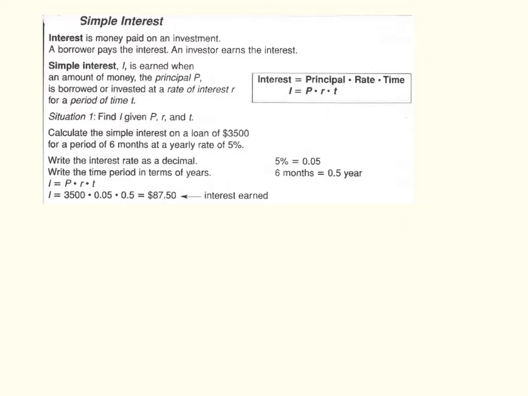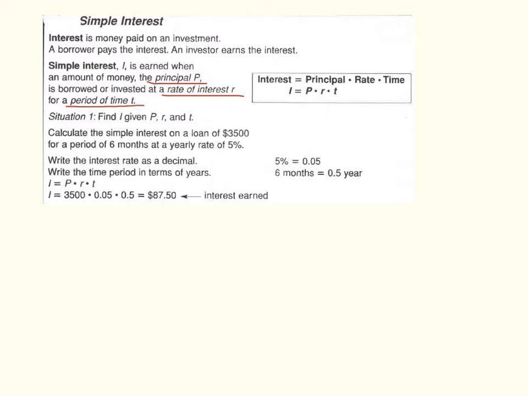Simple interest is earned when an amount of money is borrowed or invested at a rate of interest for a period of time. So, what do all these things mean? The principal, or P, is how much money you put in the bank. The rate of interest, R, is how much you're getting in terms of a percent. And the period of time is usually just the number of years.